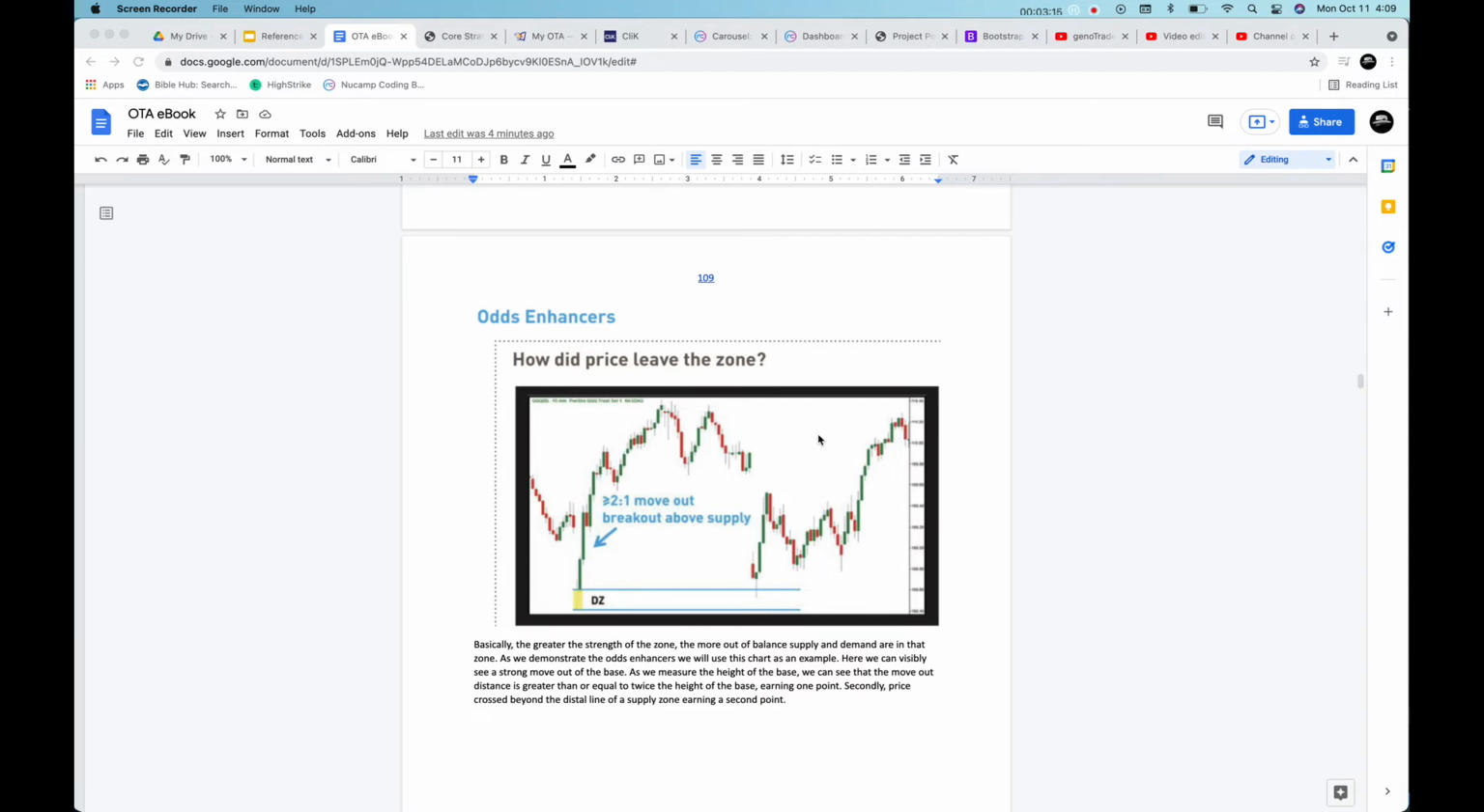As we demonstrate the odds enhancers, we will use this chart as an example. Here we can visibly see a strong move out of the base. As we measure the height of the base, we can see that the move out distance is greater than or equal to twice the height of the base, earning the zone 1 point. Secondly, price crossed beyond the distal line of a supply zone, earning the zone a 2nd point.